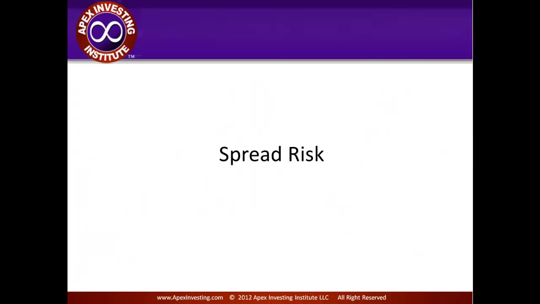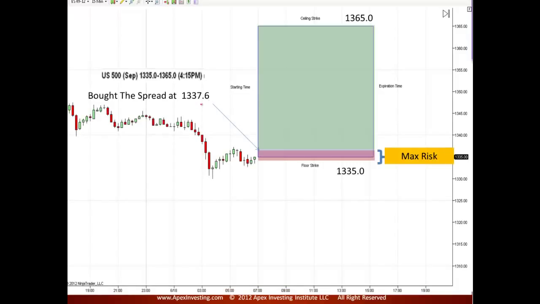Now that we understand the spread value, let's look at the spread risk and then the spread reward. If we bought this spread, the 1335 to 1365 box spread, and we'd be doing a bull box spread strategy, and we bought the spread at 1337.6, then our maximum risk would be from 1337.6 down to 1335, which is the floor of the spread.